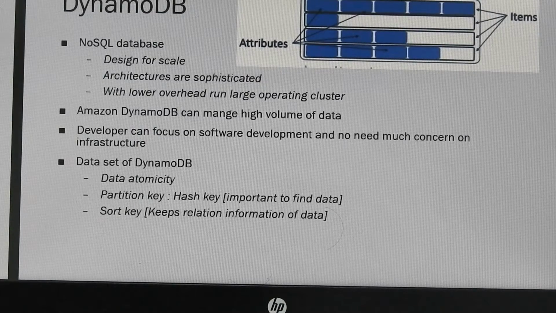So in the NoSQL situation, they are maintaining two things: the partial key. The partial key is something like a hash key. It is important to find the data. Could you remember, in NoSQL they are maintaining a collection of data, not one single data. They are maintaining a collection of data.